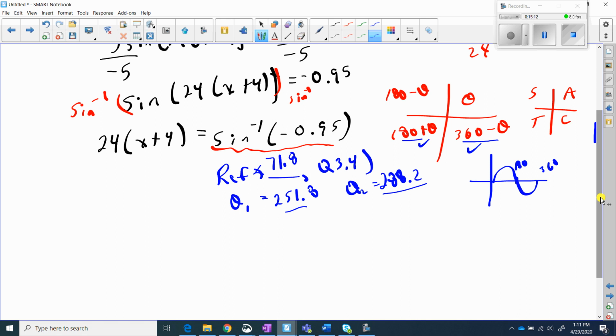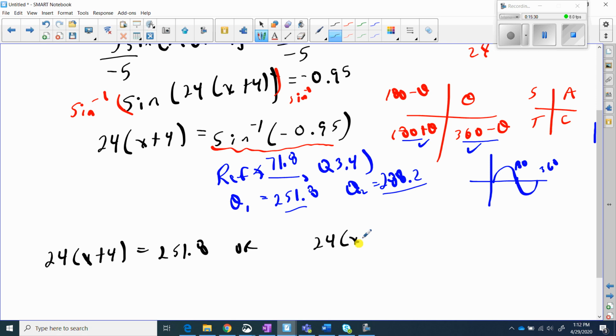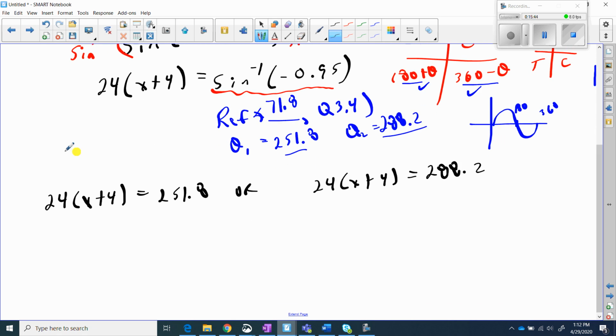So what you need to do is make two equations. The left side is unchanged. 24x plus 4 could equal, so instead of that mess, we're going to give this as one possibility, 251.8. Or this left side, 24x plus 4 could be equal to 288.2. And now, these are just linear equations. You just solve for x. So rearrange and solve for x and see what you get for answers. 24x plus 4 would equal 251.8, so 24x equals 247.8 divided by 24.